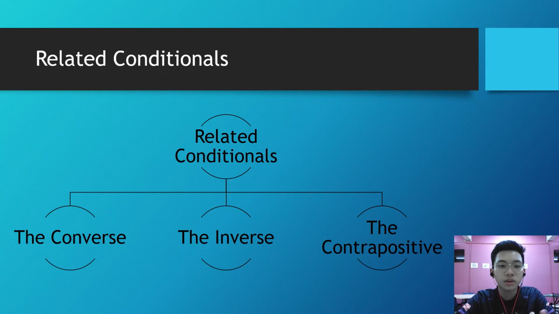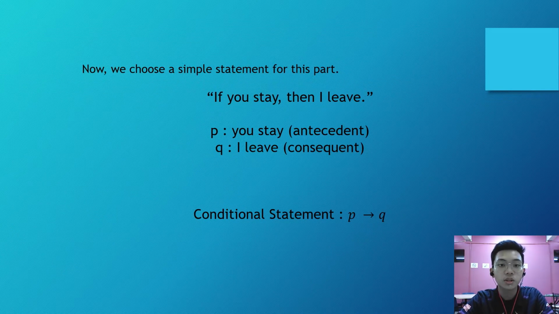For the related conditionals, we have three types: the converse, the inverse, and the contrapositive. Now we choose a simple statement for this part. I choose this statement: if you stay, then I leave. For P, you stay, is the antecedent, and for Q, I leave, is the consequent. So the conditional statement is P implies Q.